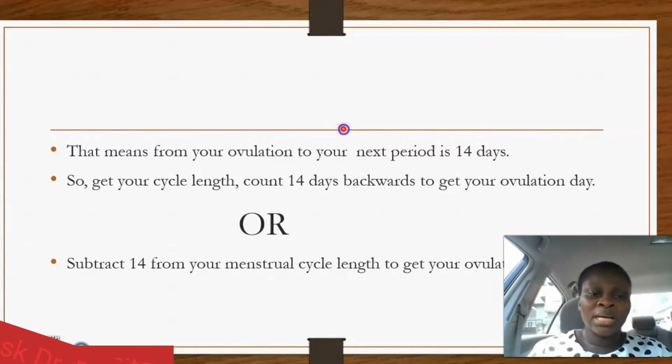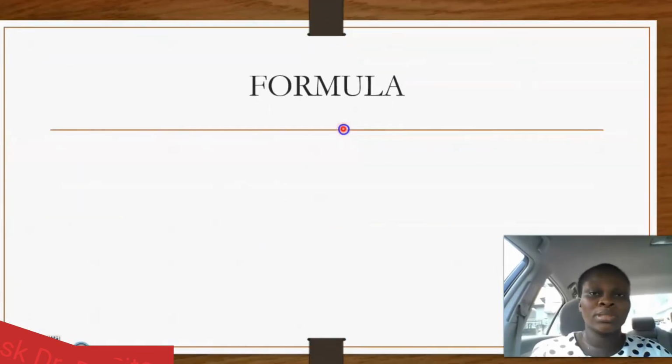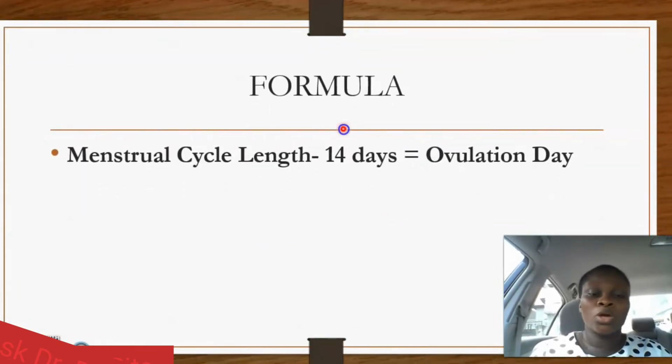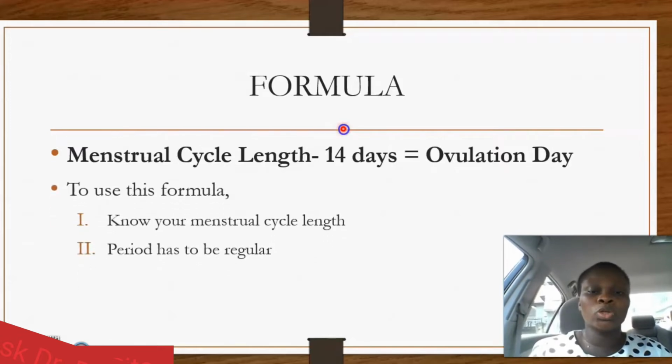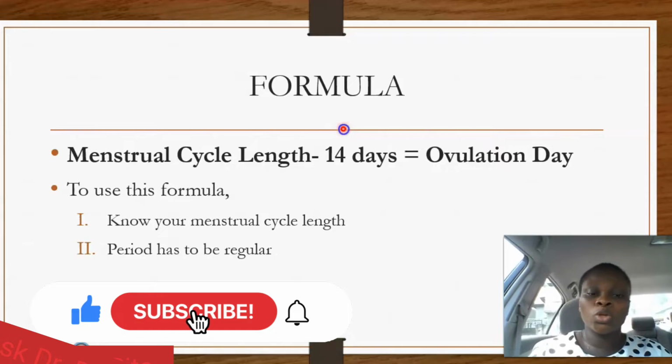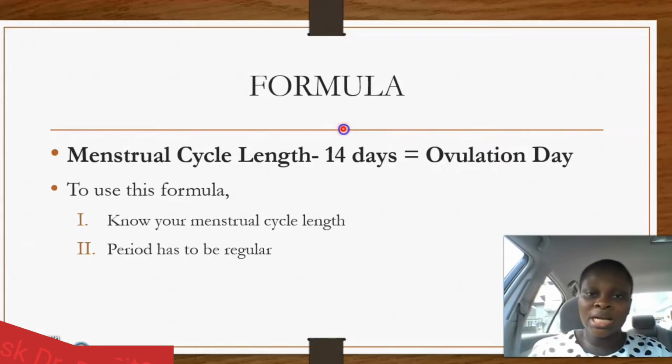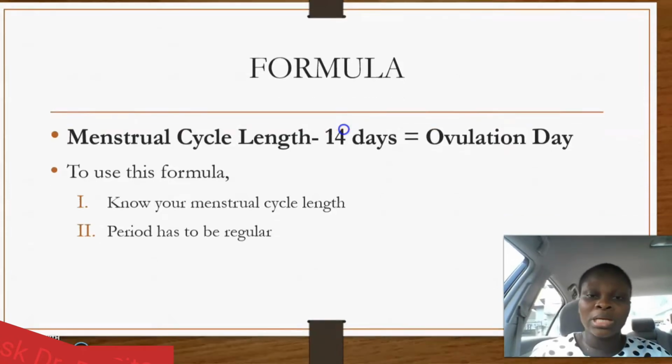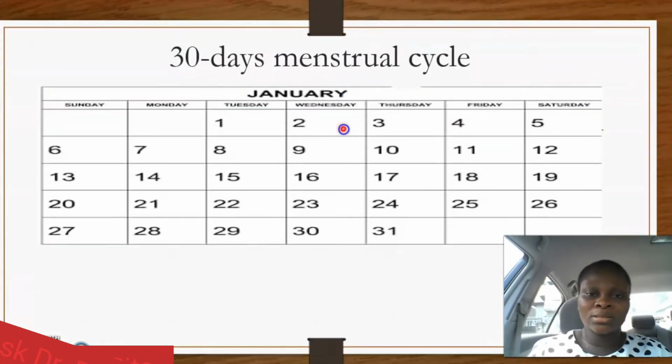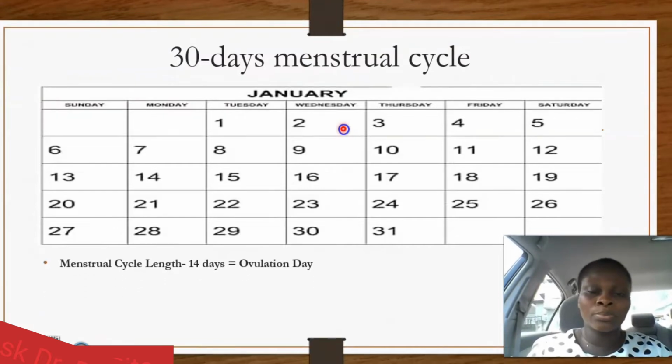Now, after getting your menstrual cycle length, you could count 14 days backwards to get your ovulation day, or just simply subtract 14 from your menstrual cycle length to get your ovulation. Now, there is a simple formula to it. Your menstrual cycle length minus 14 days gives you your ovulation day. Now, to use this formula, you have to know your menstrual cycle length. Check out my YouTube video on how to calculate your menstrual cycle length accurately, and your period has to be regular.